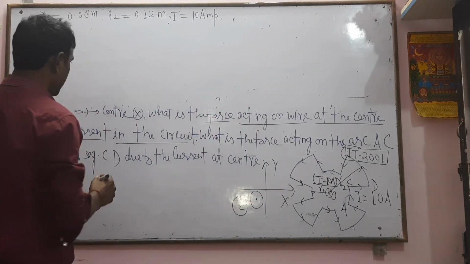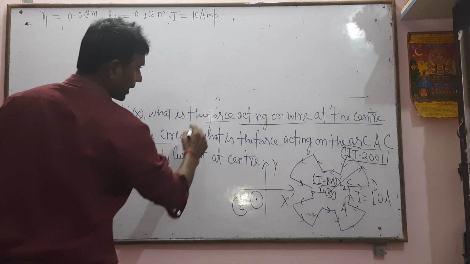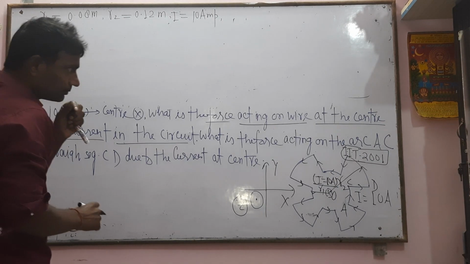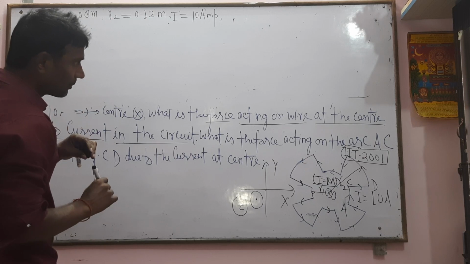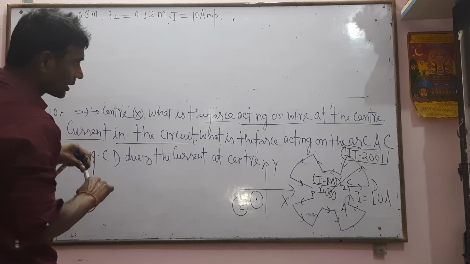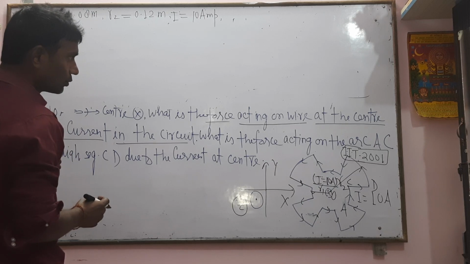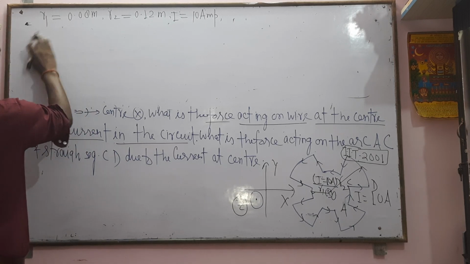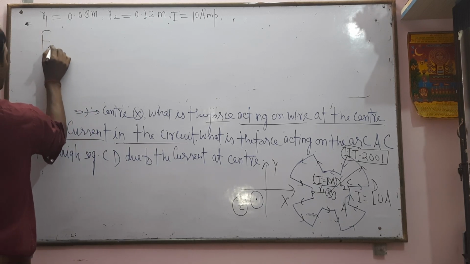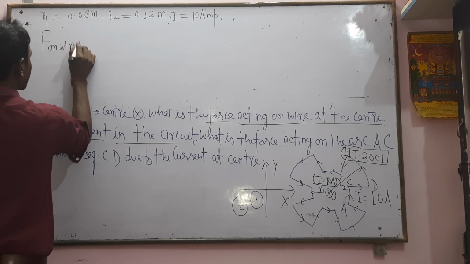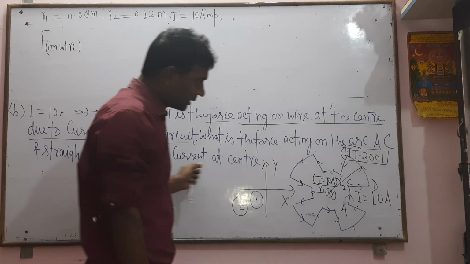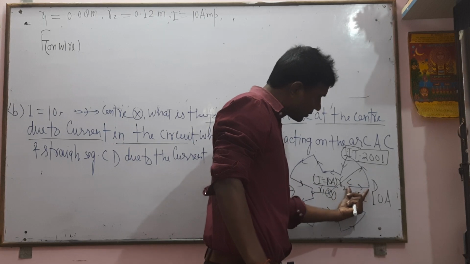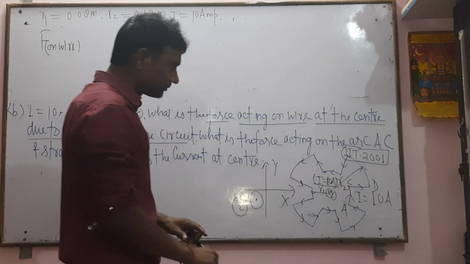But we need the magnetic force on the wires. We need the magnetic force on the wire due to these two segments. Firstly, we are trying to find the magnetic force due to AC and CD.